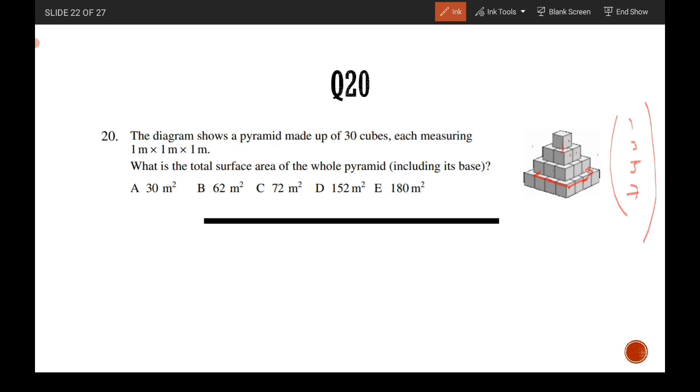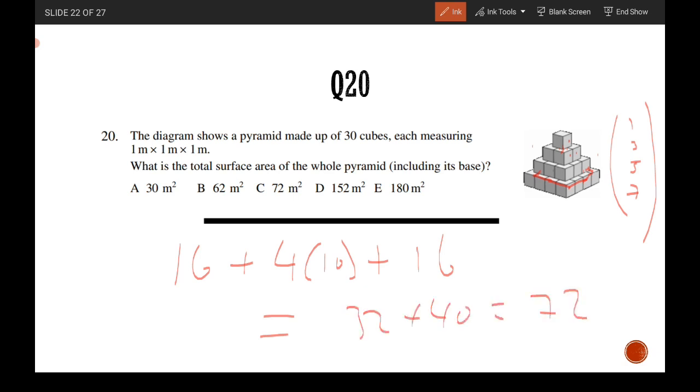So we've got 1 plus 3 plus 5 plus 7, which is 16, plus 4 times 10, plus the bottom, which is another 16, because it's a 4 by 4 square. This equals 32 plus 40 equals 72, and that is C.